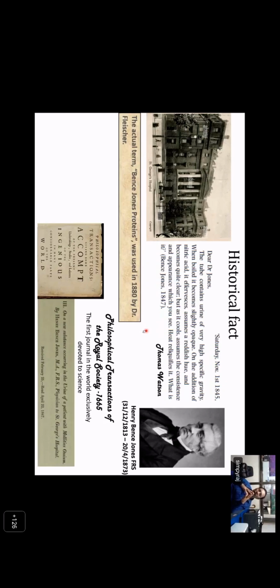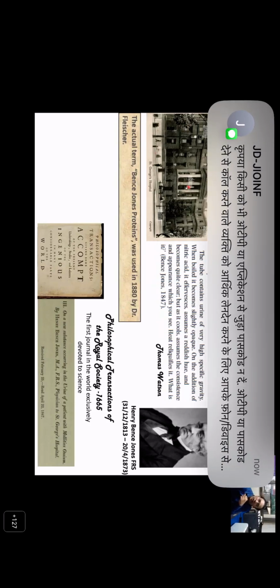But actually, he used different terminology, like hydrated deutoxide of albumin. The actual term Bence-Jones protein was used by Dr. Fisher in 1980. And this is the old picture of St. George's Hospital. Now it has been converted into a hotel. So this is the interesting fact.